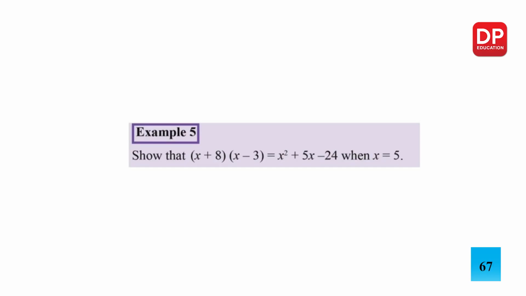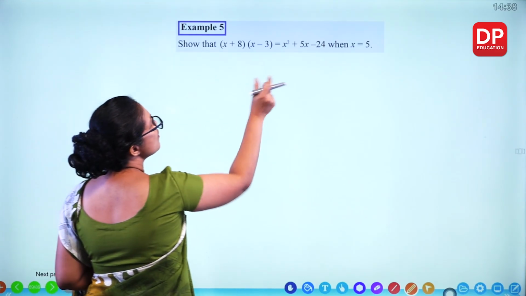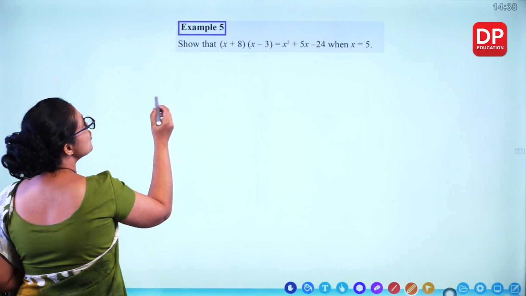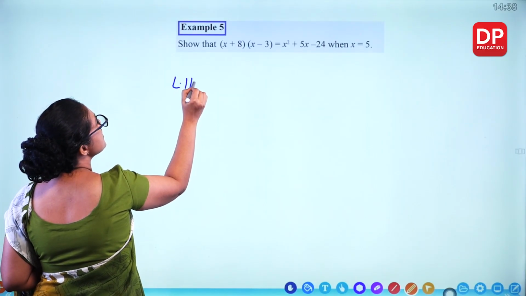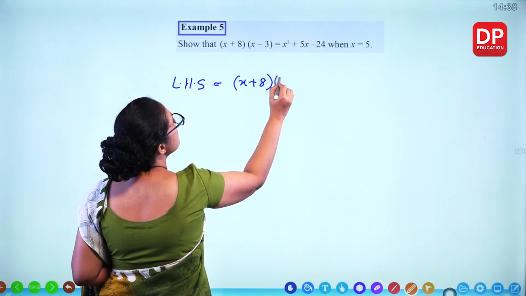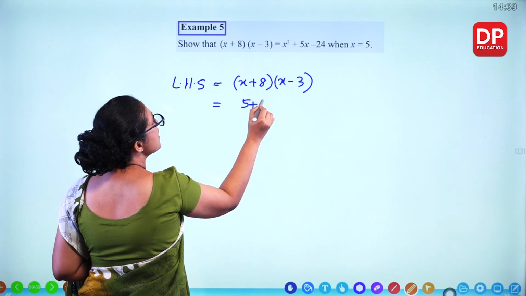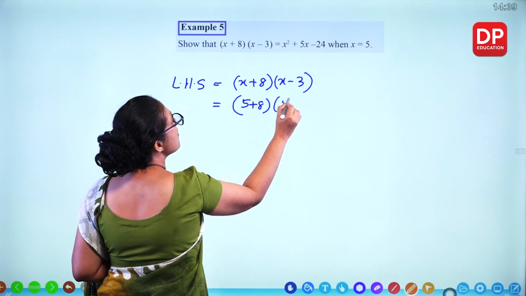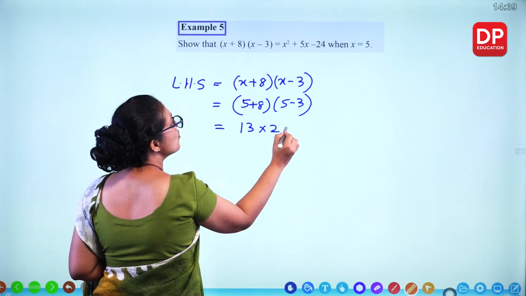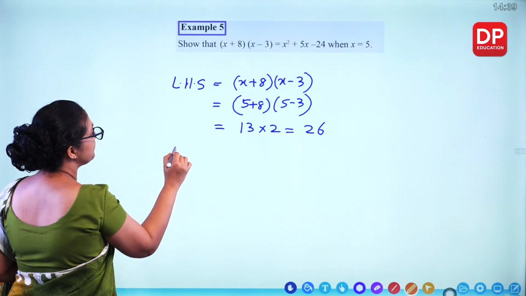Example number 5. Show that this left hand side is equal to right hand side when x equals 5. So what you do, we'll take the left hand side and see. X plus 8, x minus 3. Substitute x equals 5. 5 plus 8, 5 minus 3. 13 into 2, 26.